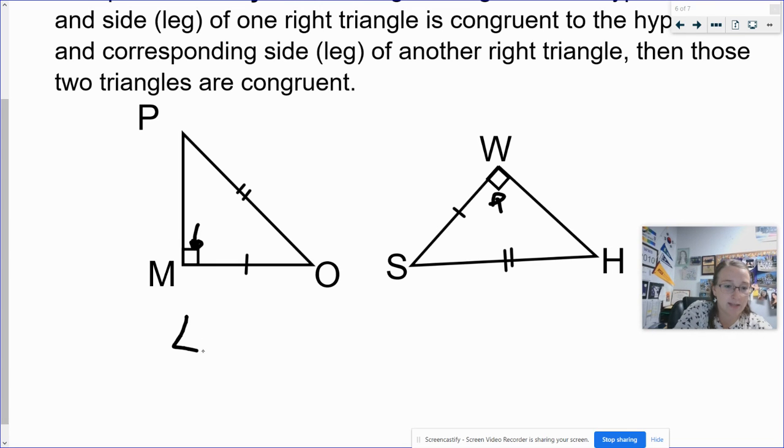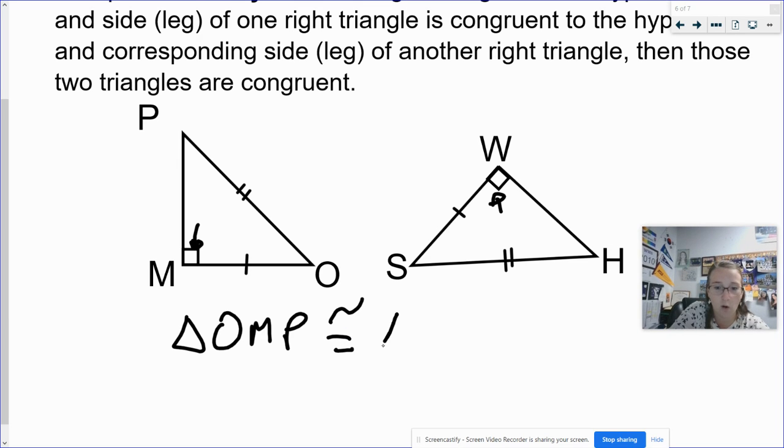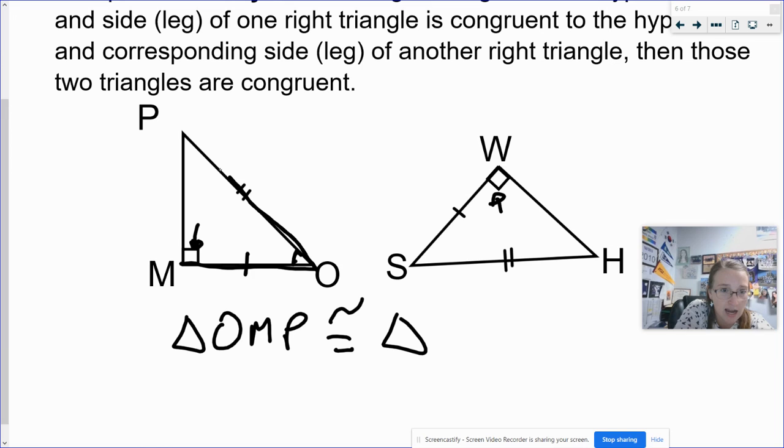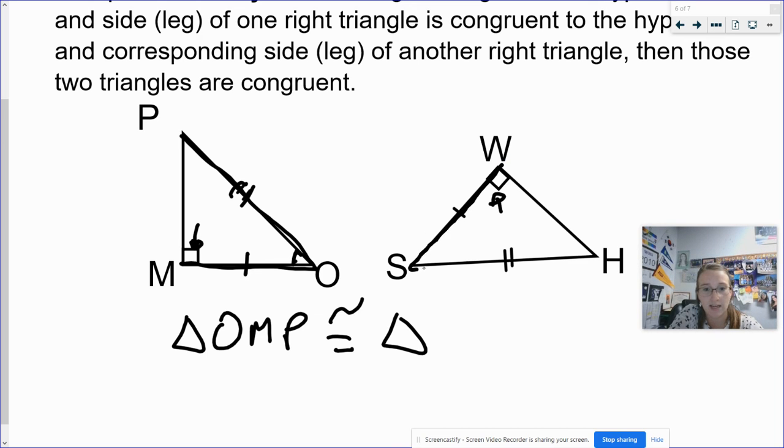And let's practice naming these. I'm going to go ahead and go OMP. Name the second one. Hopefully you're getting this down. O to M, the right angle, to P. Go ahead and try this. Okay, so if O is bordered by the side that has one marking and the side that has two markings, I need to choose the angle over here that is bordered by the side that has one marking and the side that has two markings. That is S. And then I have M next, which is my right angle, so that means W is going to go next, and then H.